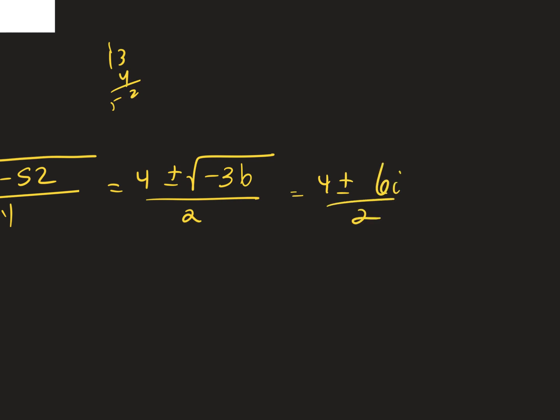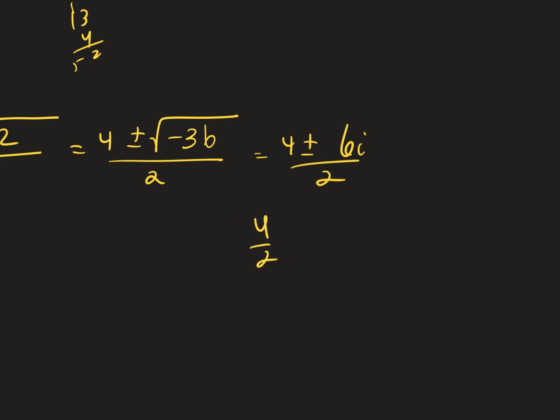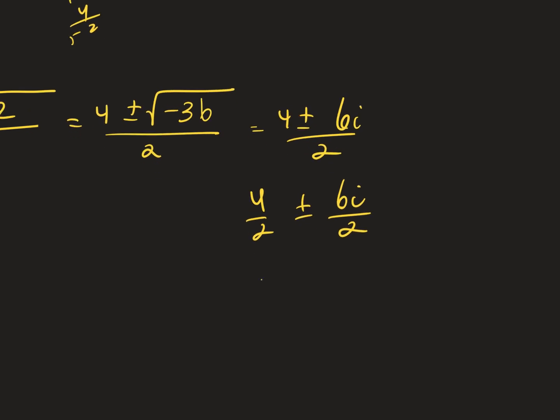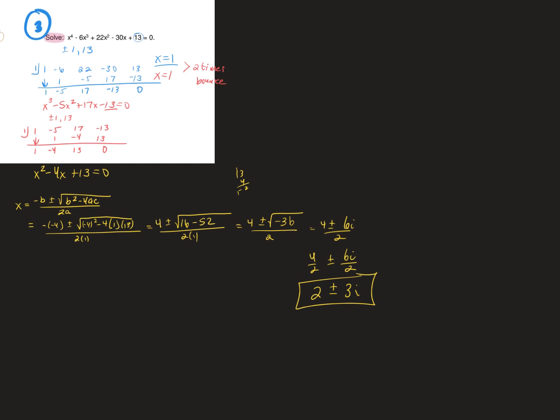Now, when you get to this point, guys, understand that you can simplify, but this is the same as 4 over 2 plus or minus 6i over 2. Split it up if you need to so you can see it. What is 4 divided by 2? 2 plus or minus, what's 6 divided by 2? So here's your other 2 zeros.